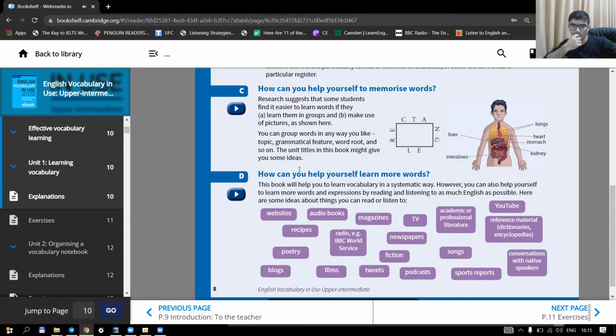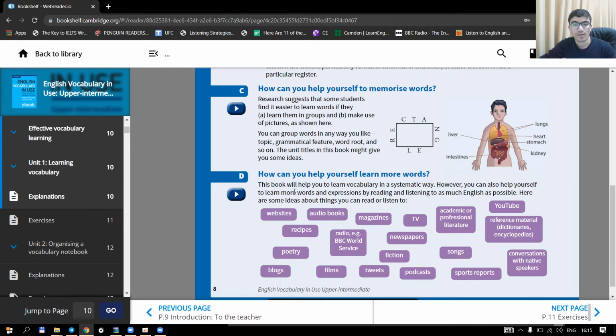Websites, recipes, poetry, blogs, audiobooks, radio, for example, BBC World Service, films, magazines, TV, newspapers, fiction, tweets, podcasts, academic or professional literature, songs, sports reports, YouTube, reference material, dictionaries, encyclopedias, conversations with native speakers.